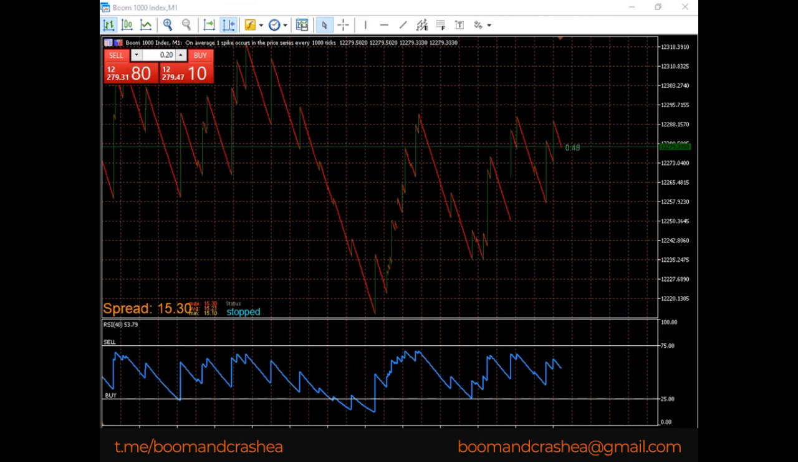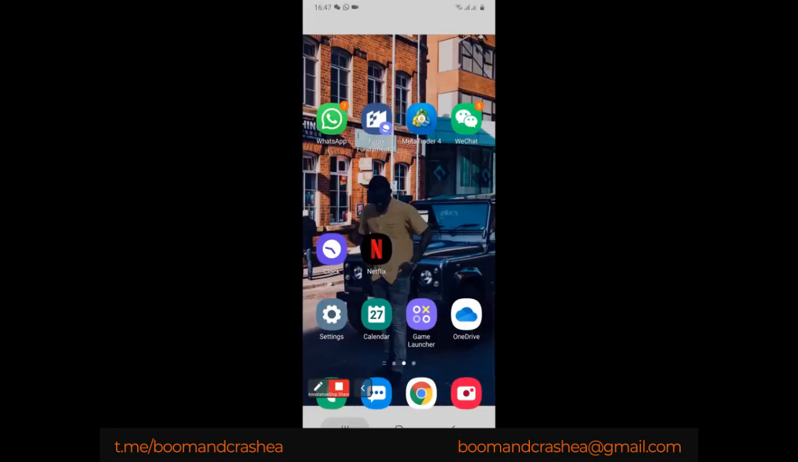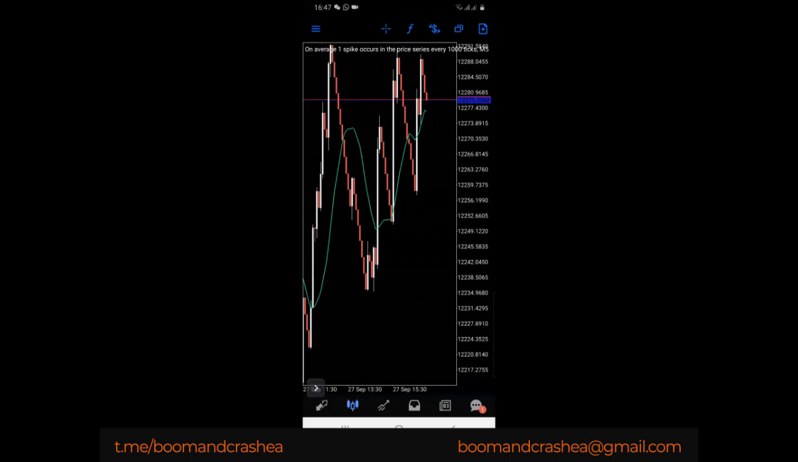The boom is a sell trend. Let me share my screen now. So the boom, this is Boom 1000. Boom 1000, or all the booms, are in sell trend, sell positions. All the crashes are in buy trends, that's long positions.